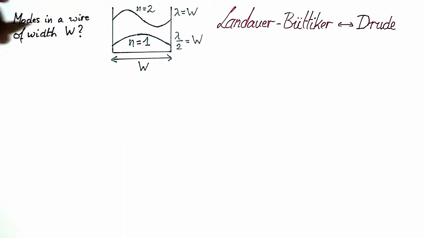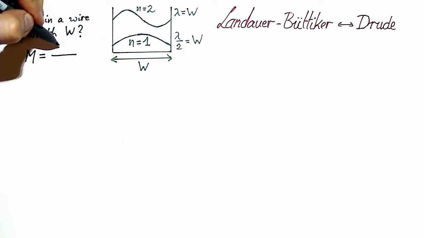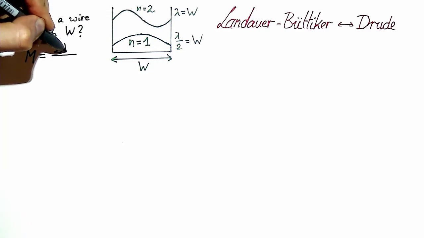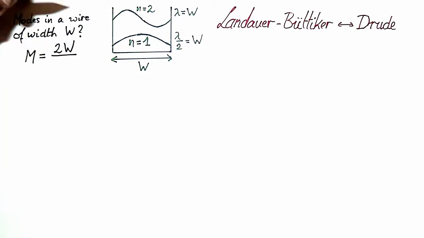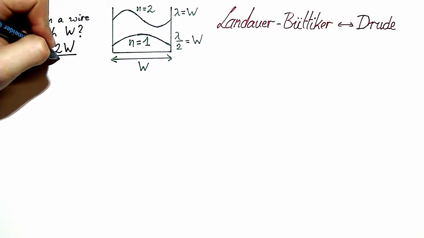And based on this approximation, we write that the number of modes is twice the width divided by the wavelength of the highest occupied state, which is the Fermi wavelength.